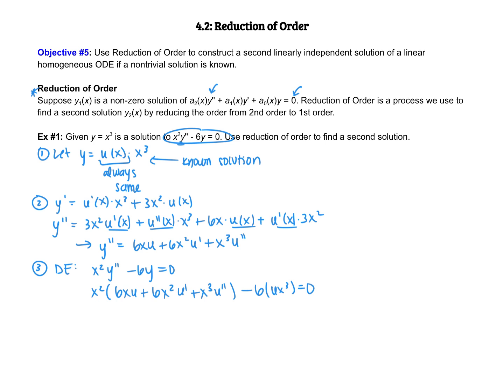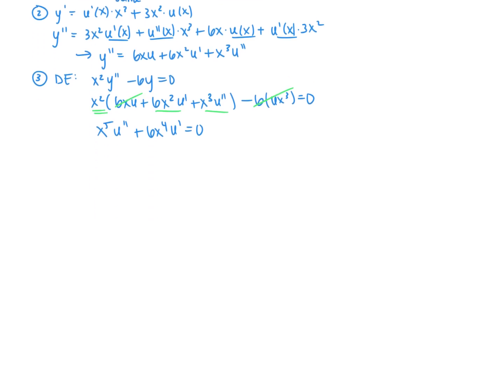Okay, so we're going to notice, doing a little simplifying, when we distribute that x squared, those two terms are going to subtract out to be 0. So we just have these terms left with that x squared. So that simplifies then to x to the fifth, u double prime, add 6x to the fourth, u prime is equal to 0. Okay, so at this point, we're going to have to do some substitution again.